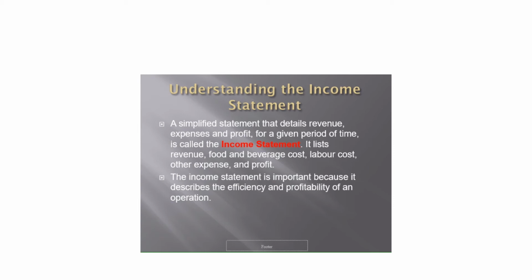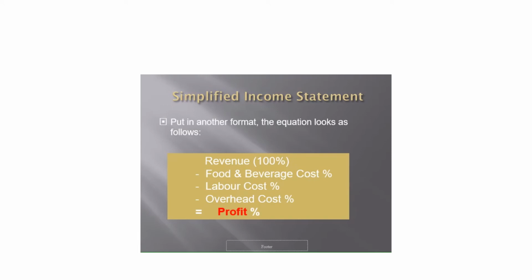Easy way of thinking about the income statement. It shows how much sales we had, what our costs were, what our profit is, and how much money we made. This, as you see in front of you, is a very, very simplified income statement. Sometimes income statements can be multiple pages. Actually, most of them are.